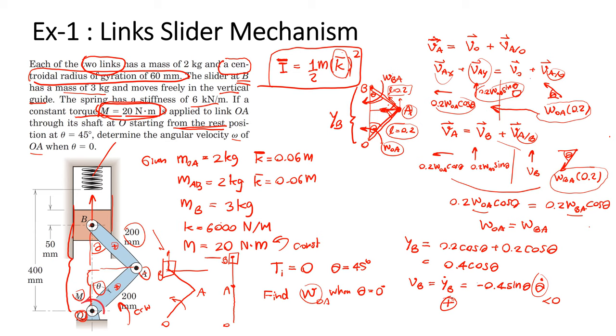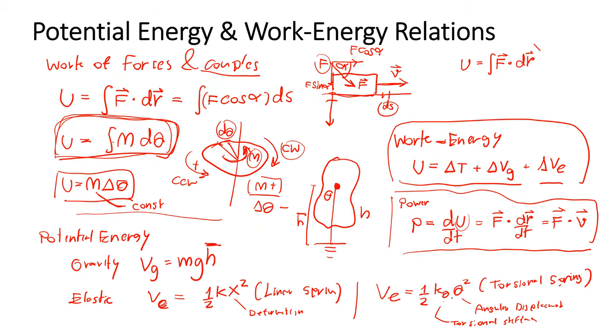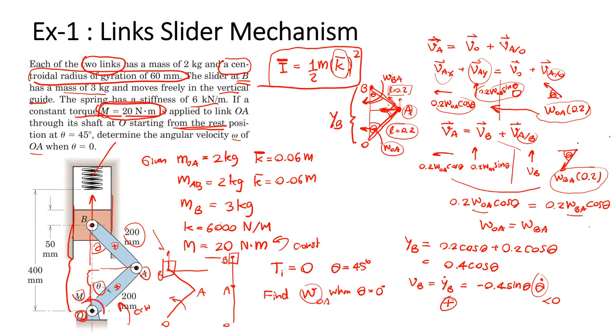But these two things are not that important because we need to apply the work energy theorem that considers the initial and the final state. At the final state, where we need to obtain the omega, we consider when the theta equals zero. When theta equals 0 degree, the velocity of the block B equals zero.